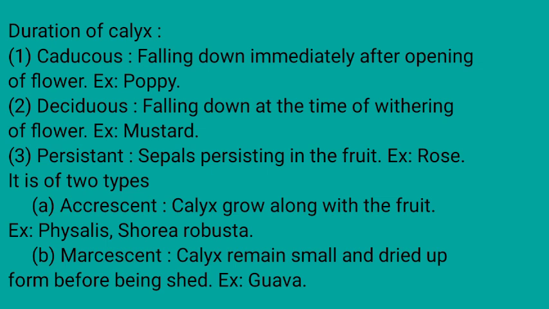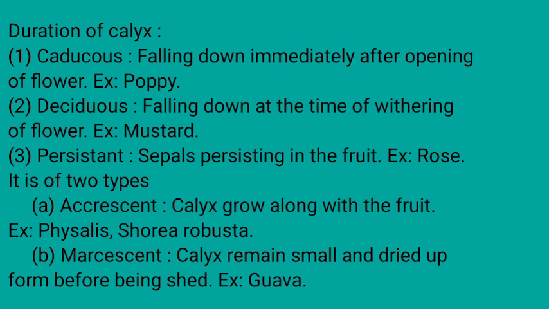Based on the duration, calyx is classified into three different types. Caducous calyx, falling down immediately after opening of the flower. Example, poppy. Deciduous calyx. In this type, calyx falls down at the time of withering of the flower. Example, mustard. Persistent calyx. In this, the sepals persist in the fruit. Example, rose.